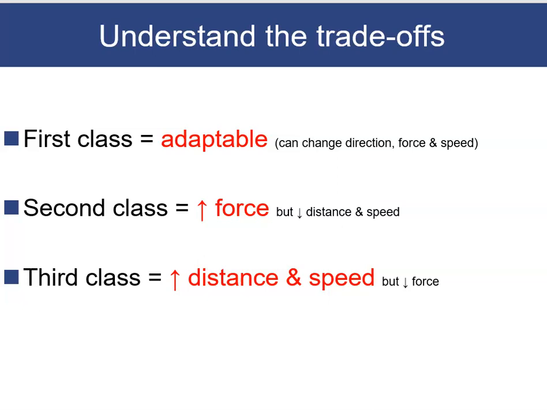Now, you need to understand the trade-offs between these three different lever systems. The first-class lever is the most adaptable. It can change direction, force, and speed, just like a teeter-totter. Your second-class lever system gives you a lot more force, but a smaller distance and less speed. Your third-class lever will give you the greatest distance and the speed, but you are not able to move as much weight, so there is a decrease in force.